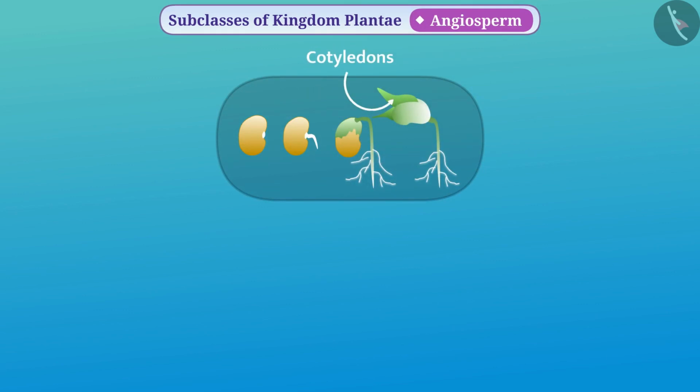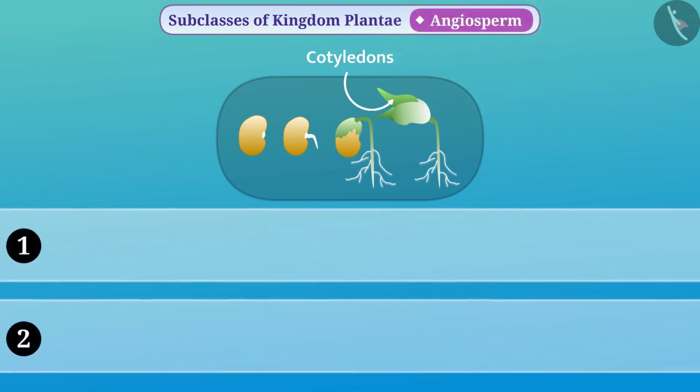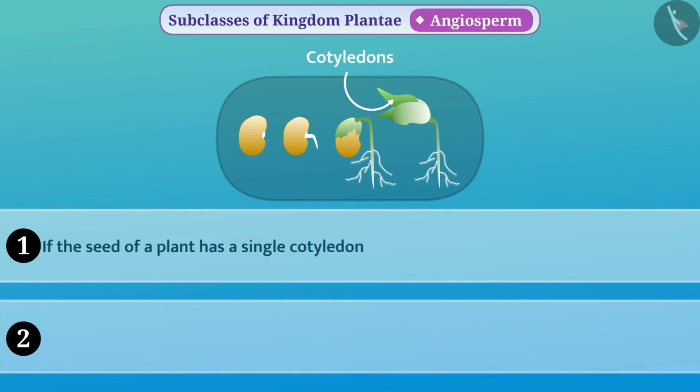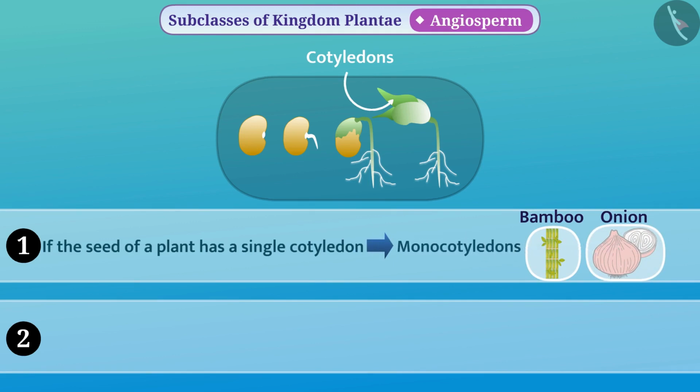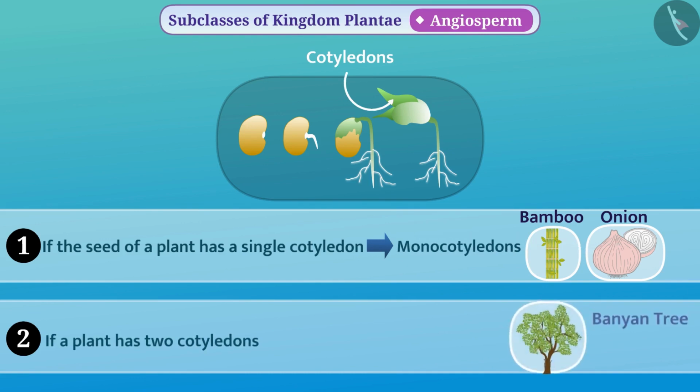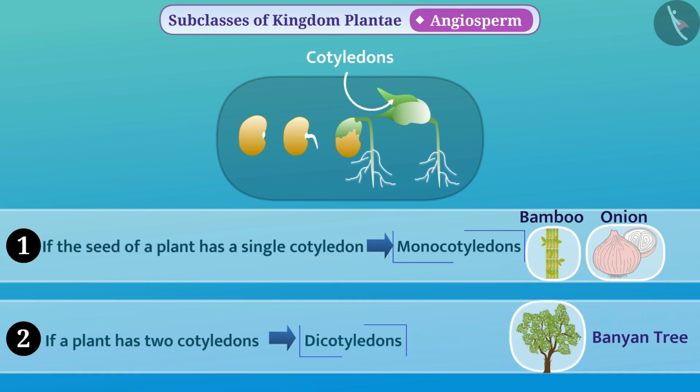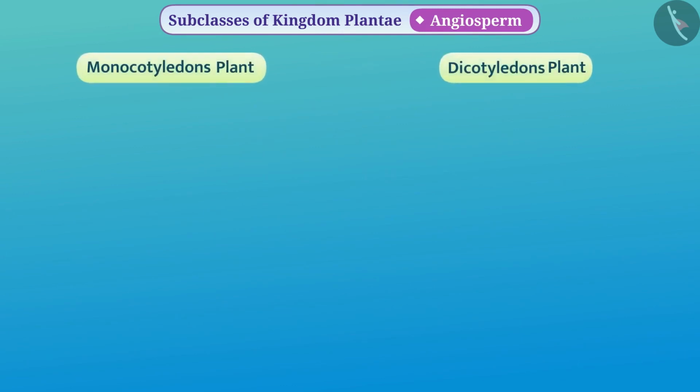Depending on the number of cotyledons, angiosperms can be classified into two parts. If the seed of a plant has a single cotyledon, such as bamboo, onion, etc., then such plants are called monocotyledons. But if a plant has two cotyledons, such as a banyan tree, then such plants are called dicotyledons. Let's understand their characteristics.